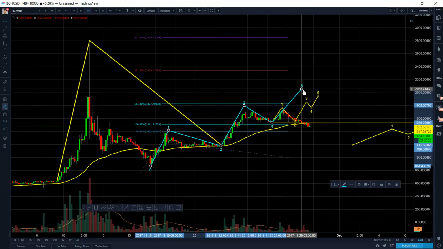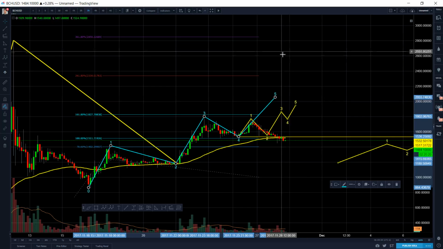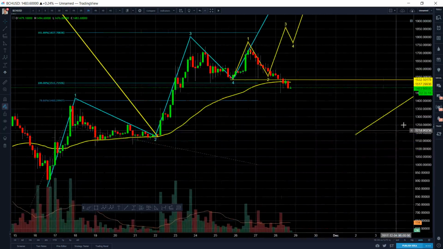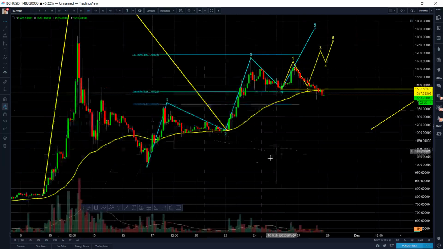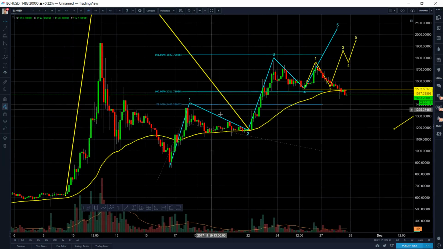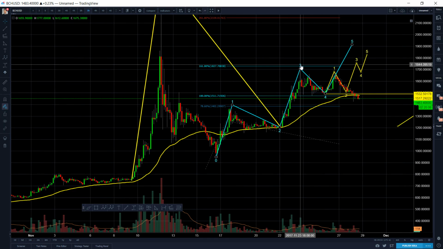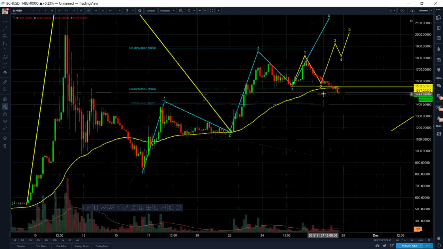All right, so we were all hoping, right? This one here, this one right there, as you guys can tell, it failed, right? This is our wave one. This is our wave two. This is our wave three. This was supposed to be wave four, and we all played that perfectly.